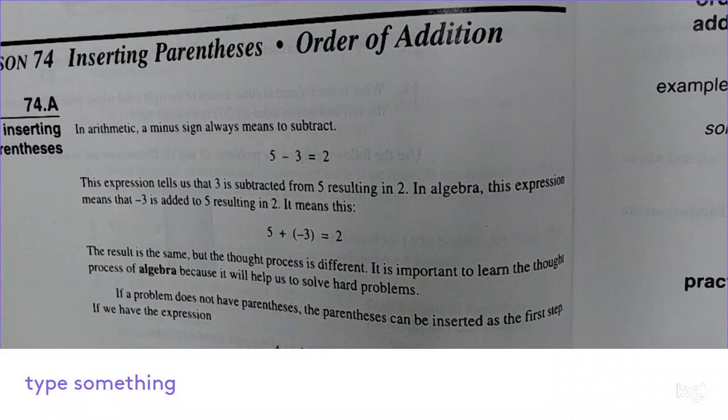Pre-algebra lesson 74, inserting parentheses and order of addition. So inserting parentheses goes along with our idea that in algebra there's really no such thing as subtraction. All we're doing is adding positive and negative numbers.